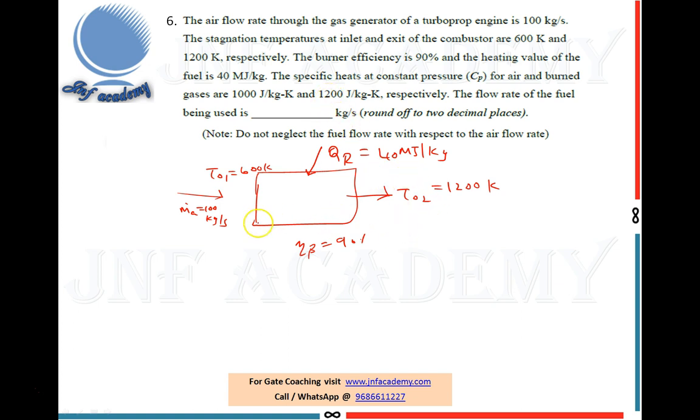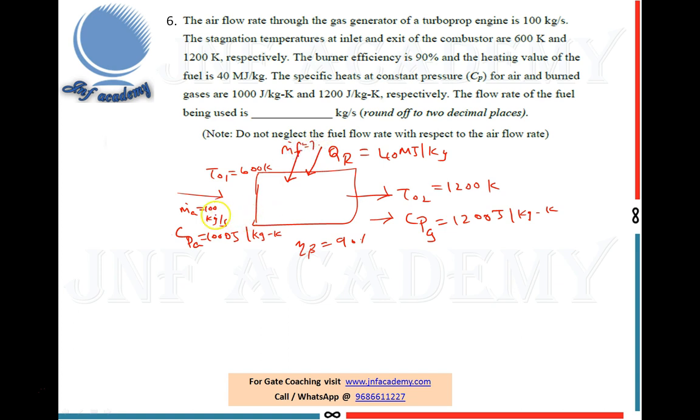So how we have to write it: the air that is coming in has CPA, which is 1000 joule per kg Kelvin. The air that is coming out, which is gas, because as soon as you add fuel it will become gas, has CPG equal to 1200 joule per kg Kelvin. They have just asked what is the flow rate of the fuel, m dot f, to balance this equilibrium. What is the value of that?